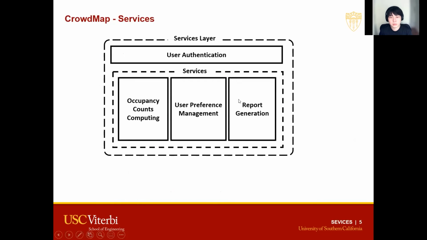Now let's talk about our backend services. We have 3 core modules in our backend services. The first module computes the occupancy count of every access point, every floor, and every building in a specific time period set by users. The second one is a user preference management module to store user preferences of time period and buildings they are interested in. The third one is a report generation module to allow users to see the detailed occupancy data. And we also have a user authentication function. Our backend is implemented using Node.js, Express.js, and Knex.